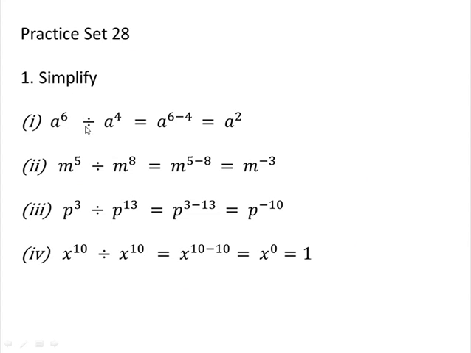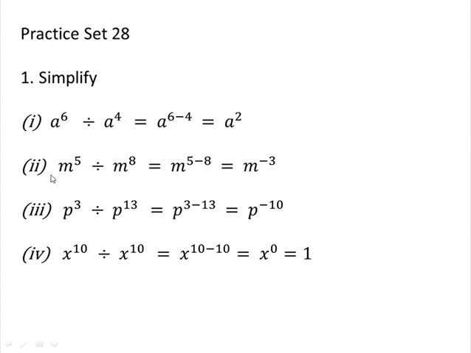a to the power 6 divided by a to the power 4. Now here base is same, then we will subtract the indices. That is a to the power 6 minus 4, it is equal to a square.